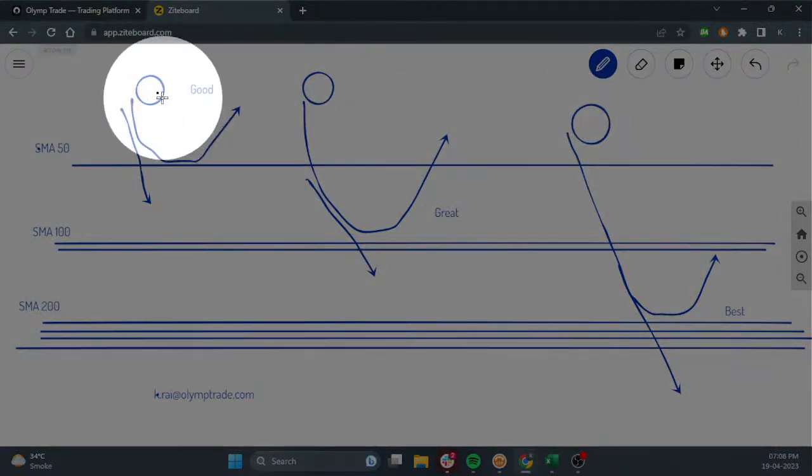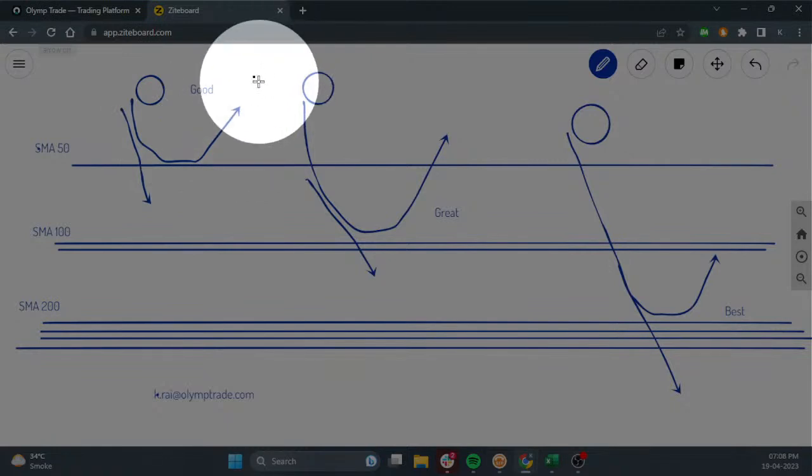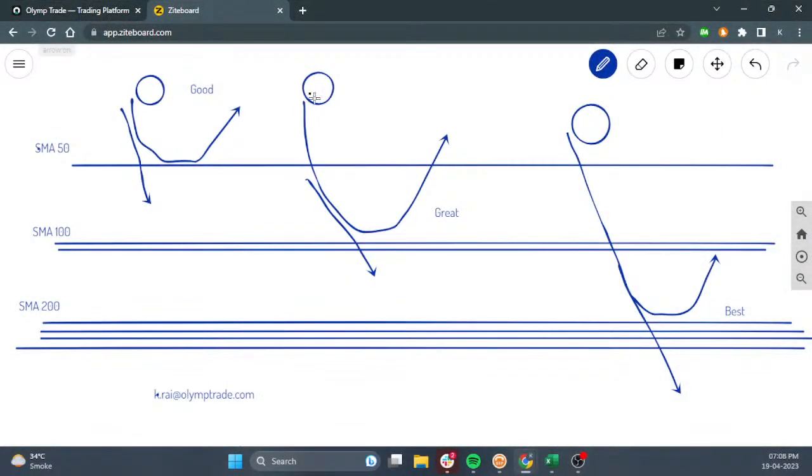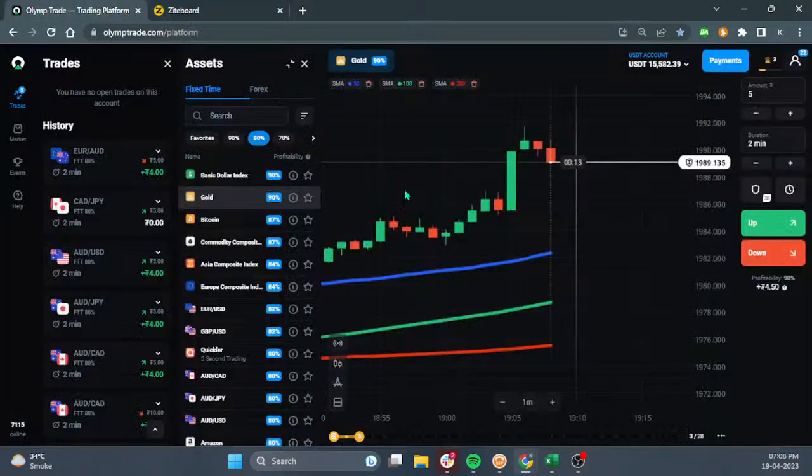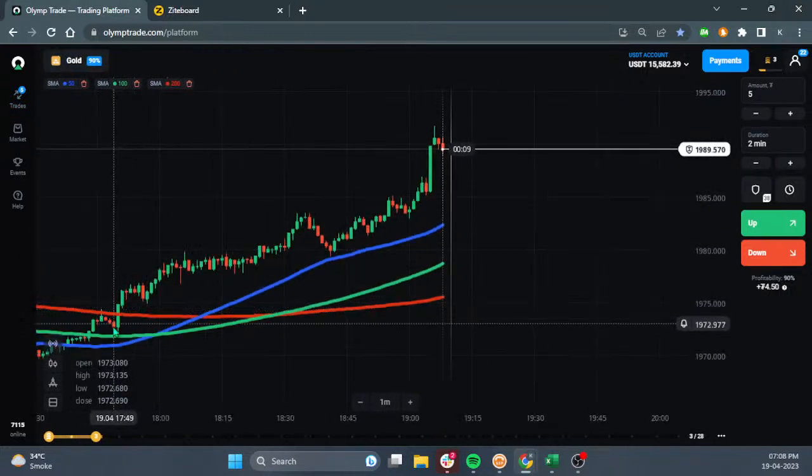So when the gold asset is moving and it touches SMA 50, only 2 things can happen. It will either cross it or it will reverse back. The same thing will happen with SMA 100, and the same with SMA 200. But when it happens with SMA 200, it is the best signal, and it means the chances of reversal are highest. So in this case, if you ever see, let me close these additional dialog boxes.